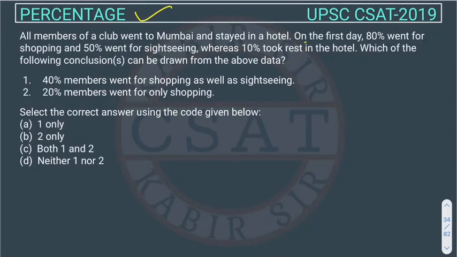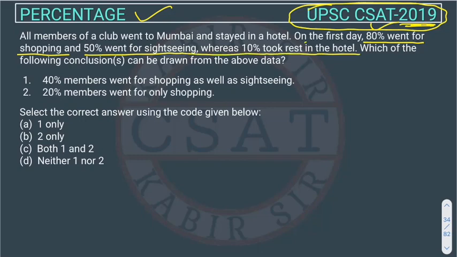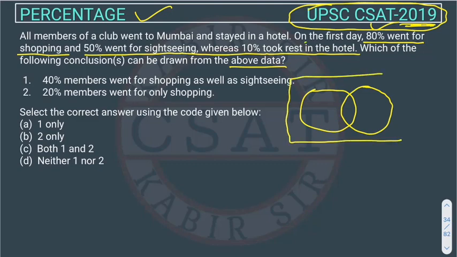This is a percentage question asked in UPSC Civil Services CSAT exam 2019. All the members of a club went to Mumbai and stayed in a hotel. On the first day, 80% went for shopping, 50% went for sightseeing, whereas 10% took rest in the hotel. Which of the following conclusions can be drawn from the above data? This type of question is easy to do with a Venn diagram, because there are only 2 activities, so we will make it like this.